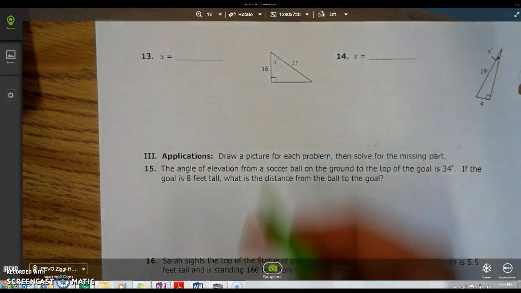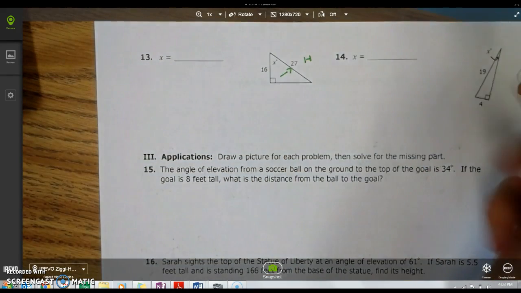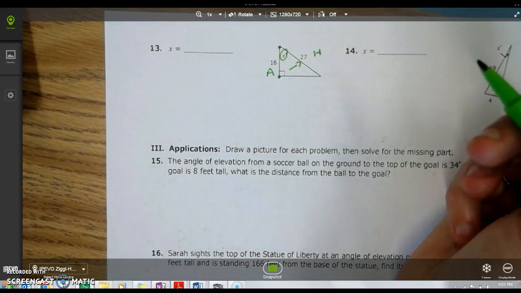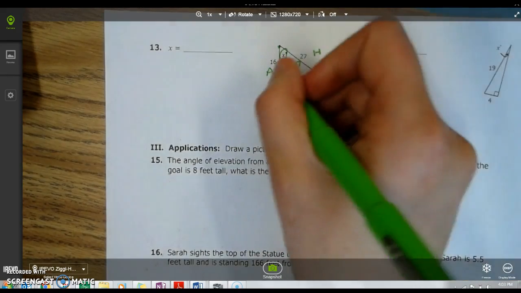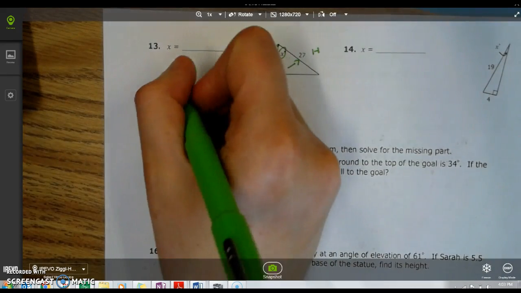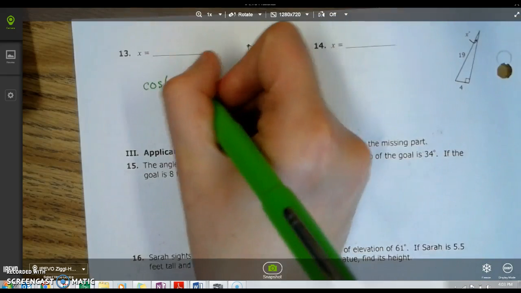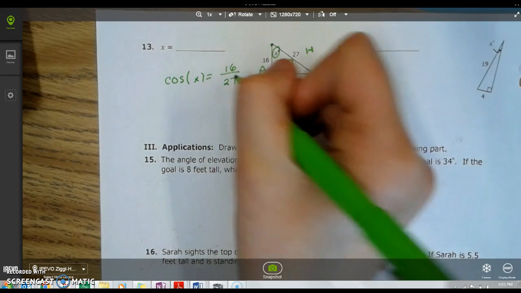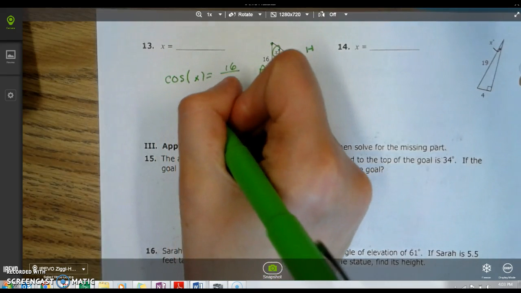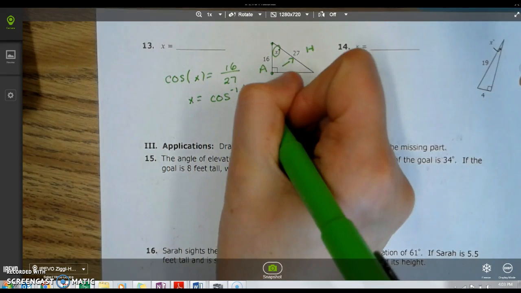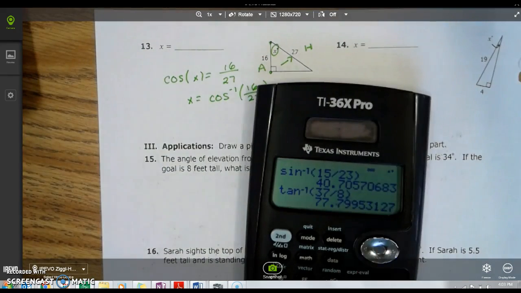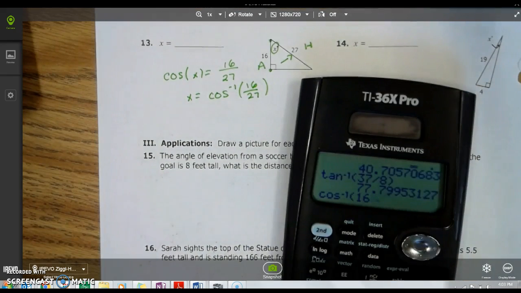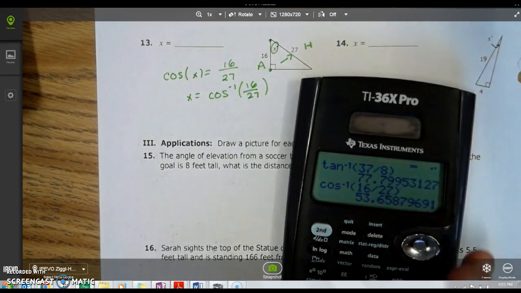Number 13. Across from the right angle is my hypotenuse, h. In between the angle I have and the right angle is A. I've already got the two I need, right? So why do the third one? This is going to be cosine. Once again, you can look at the formula sheet. X is the angle again. Inverse, when I have angles. 53.7.